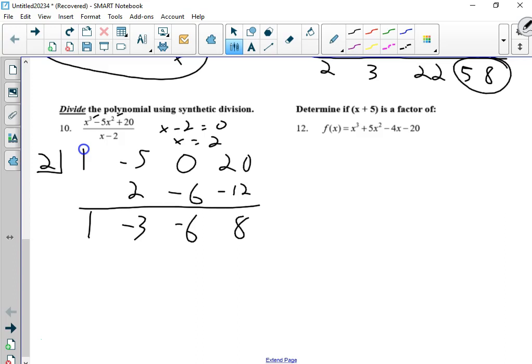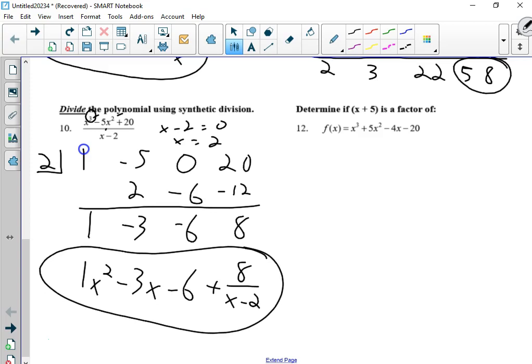So, I'm ready to go. Remember, if I started with cubed, x to the 3 divided by x to the 1 is going to be x squared. Minus 3x. Minus 6 is my constant. Then plus 8 over my original divisor of x minus 2.